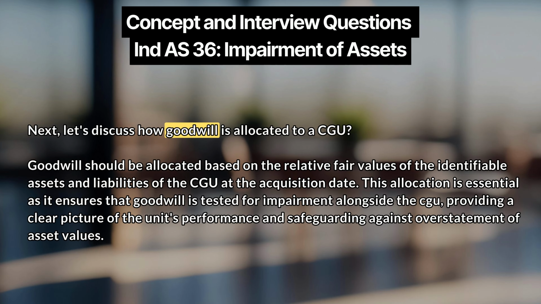Next, let's discuss how goodwill is allocated to a CGU. Goodwill should be allocated based on the relative fair values of the identifiable assets and liabilities of the CGU at the acquisition date. This allocation is essential as it ensures that goodwill is tested for impairment alongside the CGU, providing a clear picture of the unit's performance and safeguarding against overstatement of asset values.